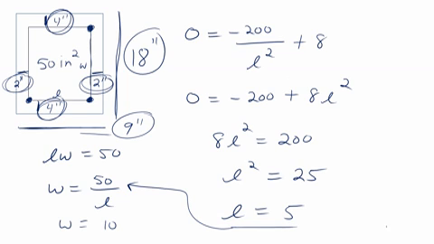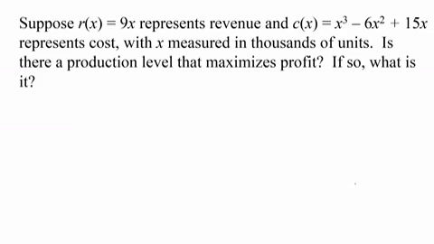Let's try an example from economics. Suppose R of x equals 9x represents revenue, and C of x equals x cubed minus 6x squared plus 15x represents cost, with x measured in thousands of units. Is there a production level that maximizes profit? If so, what is it?